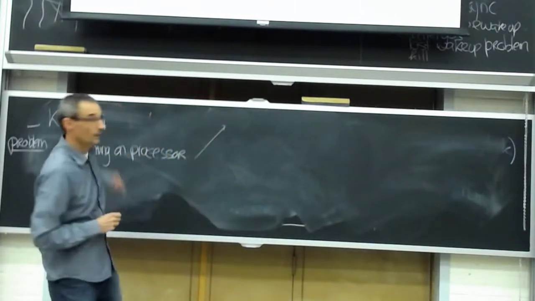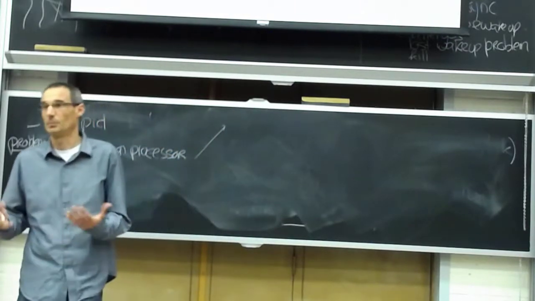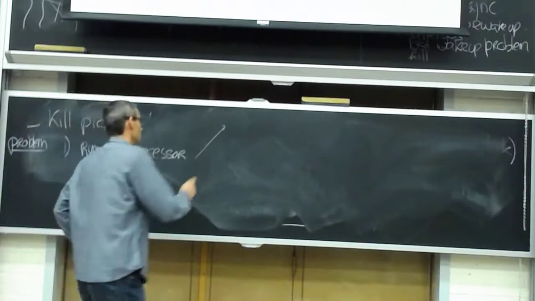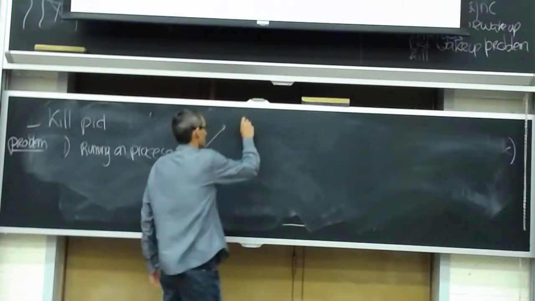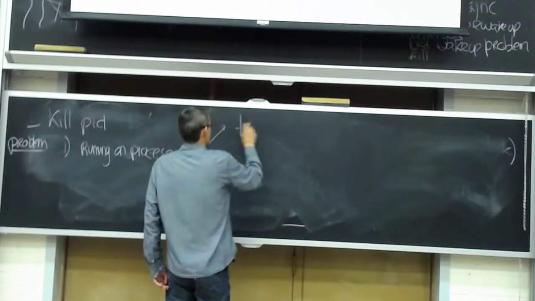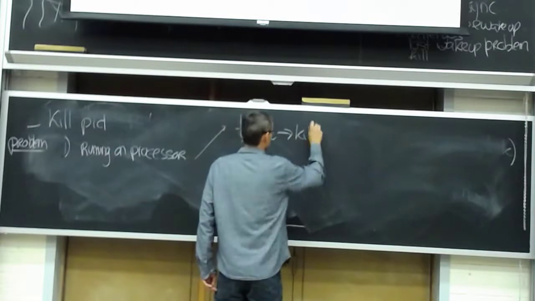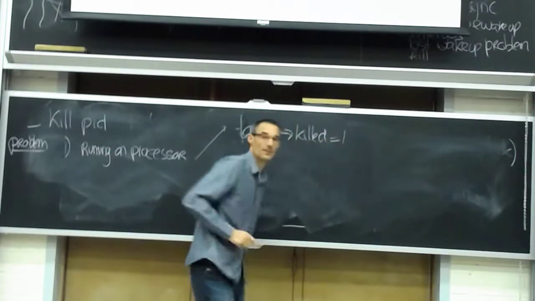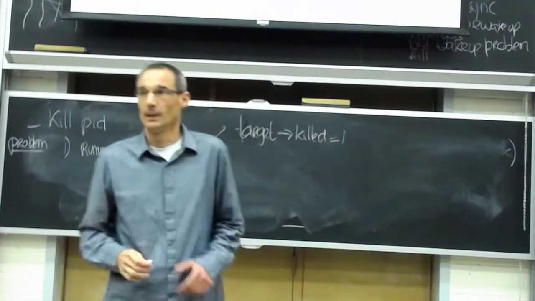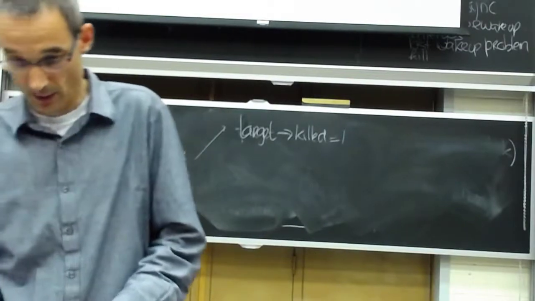The source actually doesn't kill the target process directly. What it does is grab the p-table lock and set the kill flag for that proc entry, the target, to 1. And that's all that happens.